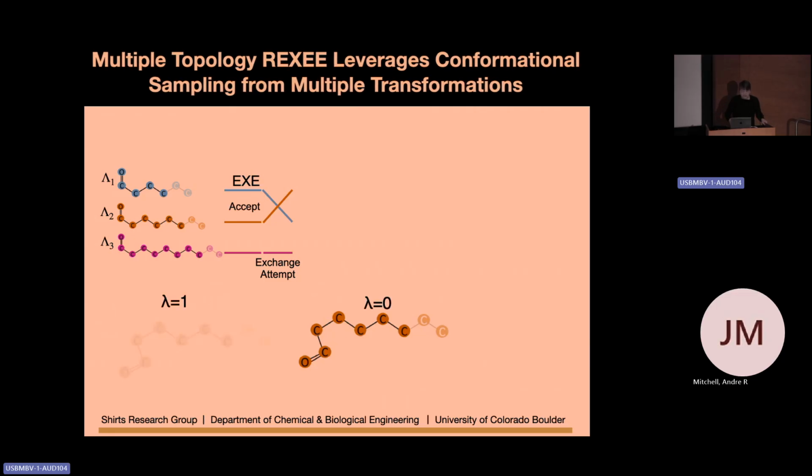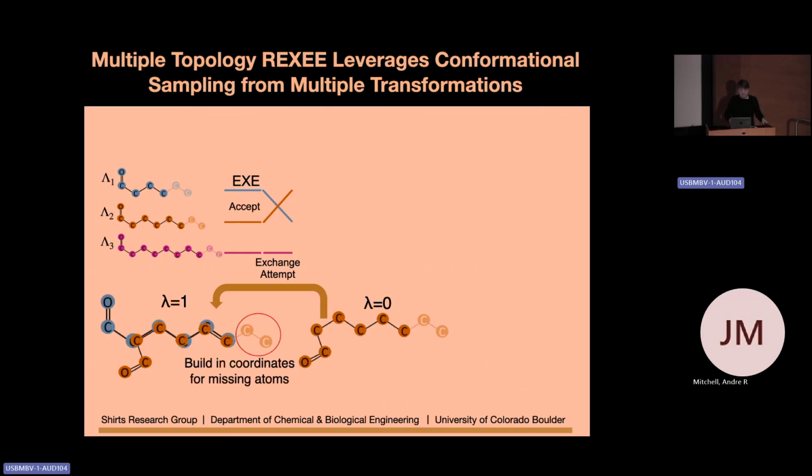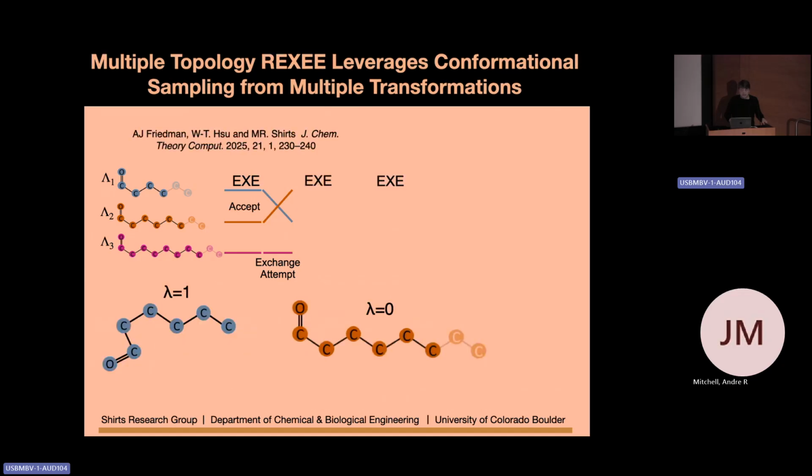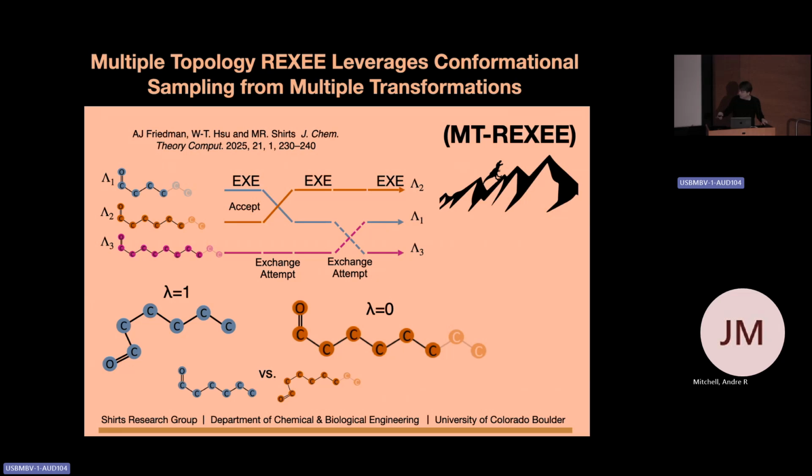You do the exchange. You line them up. You have dummy atoms that you build in the missing coordinates for missing atoms there. And you do them entirely in the dummy state, so it's accepted regardless. And you end up with them exchanging configuration. And then continue that. So this is multi-topology REXEE, or Mount REXEE.